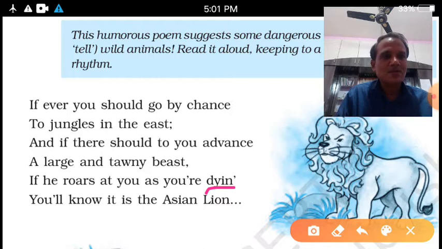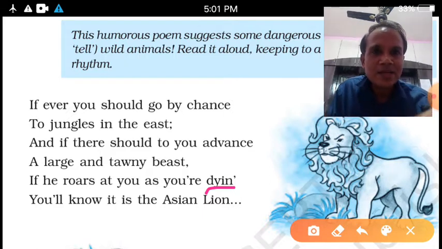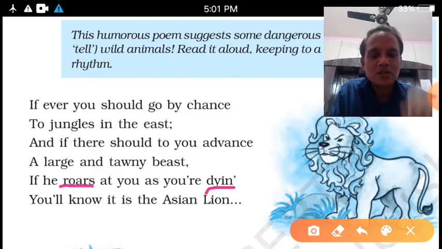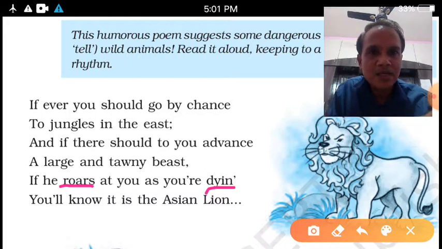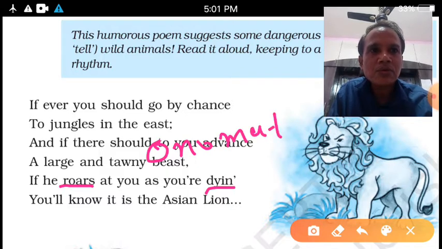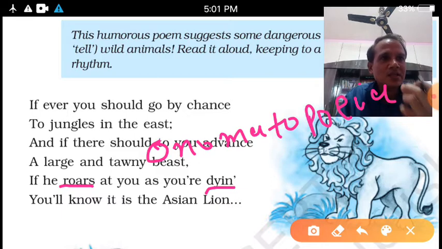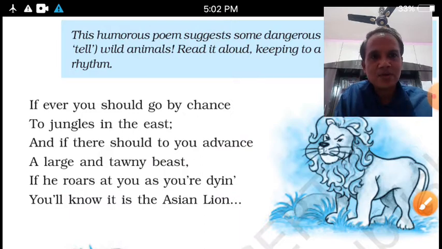Before we proceed to the next stanza, let me see the figure of speech given in this line. Second last line, the word roar. This word is related to a sound. So the figure of speech is onomatopoeia. Make underline and write down onomatopoeia. The word is related to a sound. Let me proceed to the next stanza.